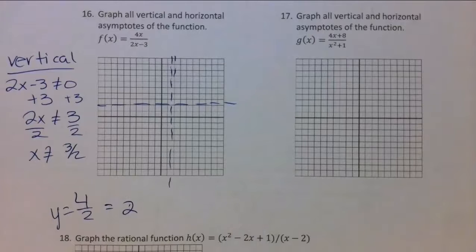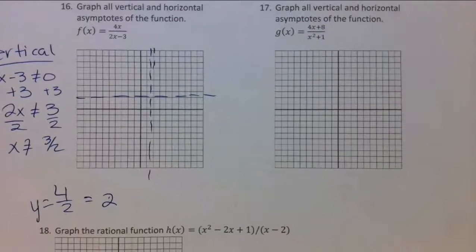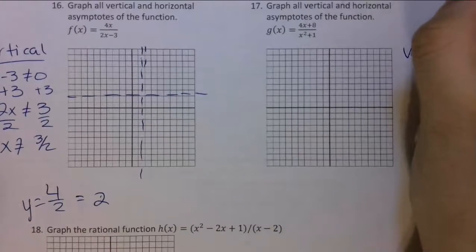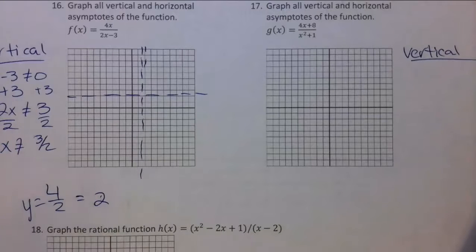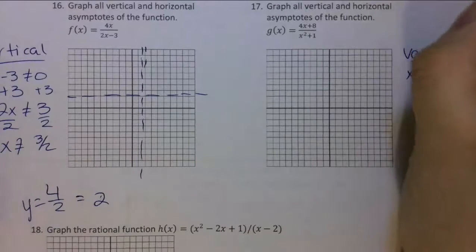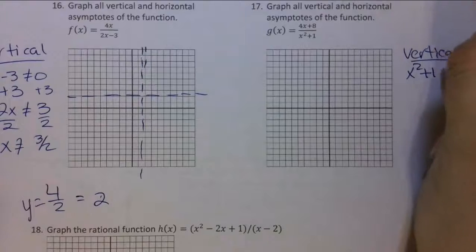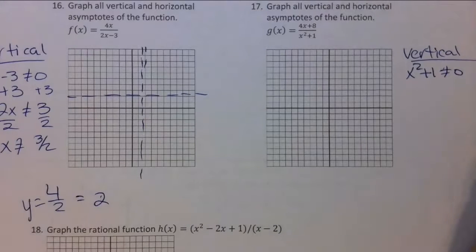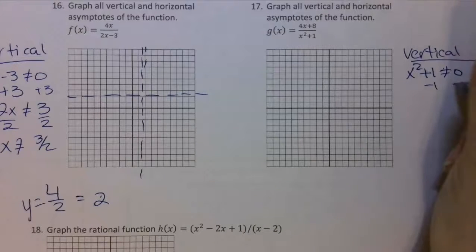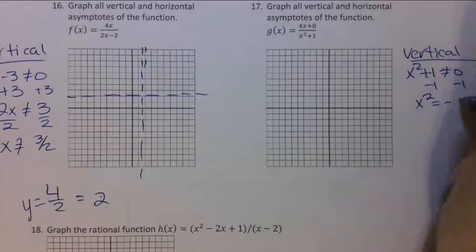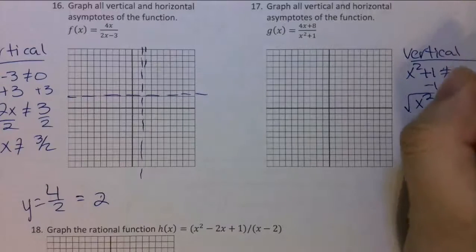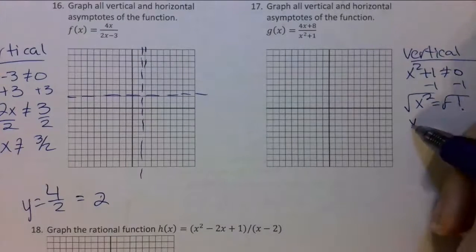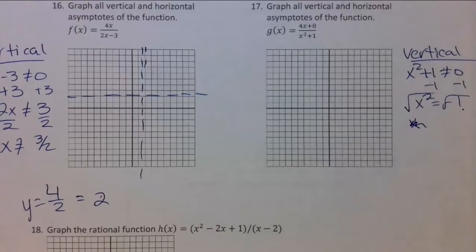Number 17 works the same way, so I am going to start off by looking for my vertical. I take the denominator and I set it equal to 0. X squared plus 1 can't equal 0 because that's where I'm going to have my asymptote. I subtract 1 on both sides. I have x squared equals negative 1. I take the square root of both sides. I get an imaginary number, so there's nothing to worry about.